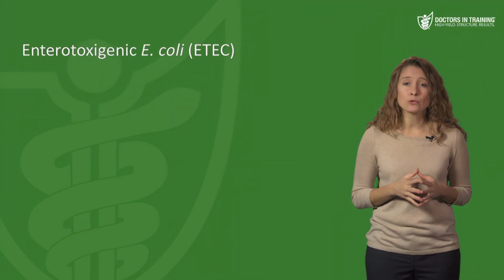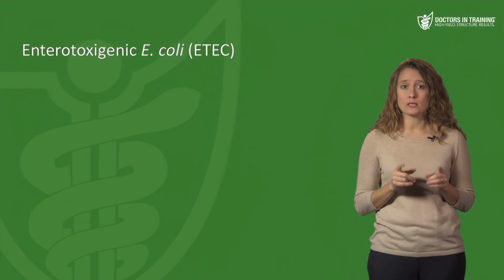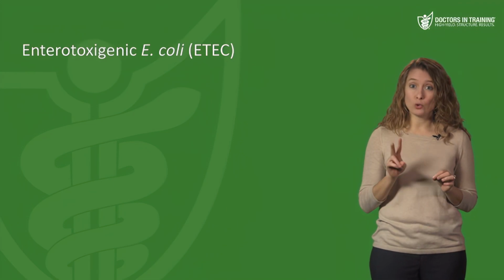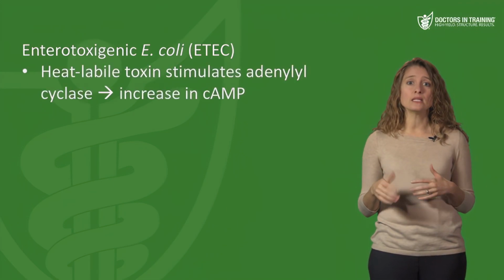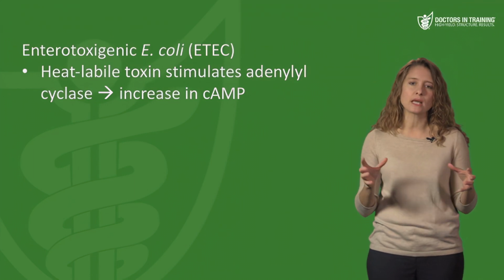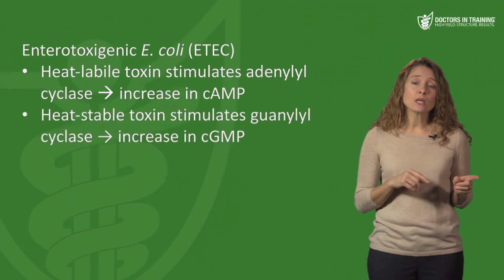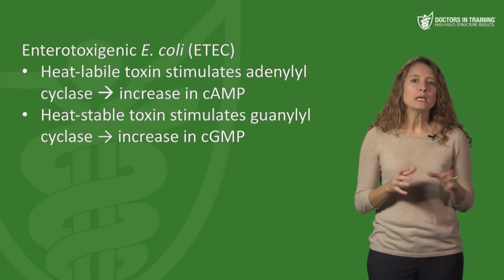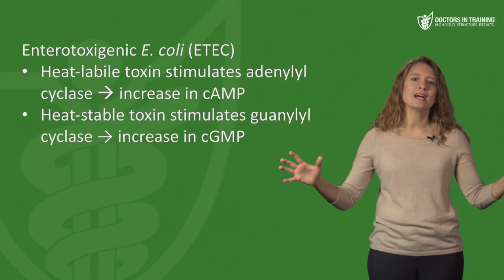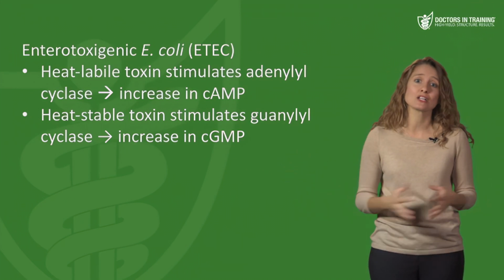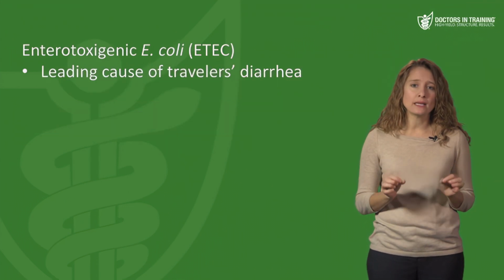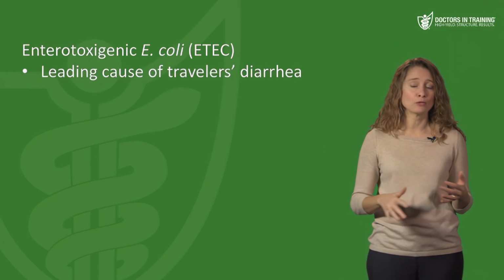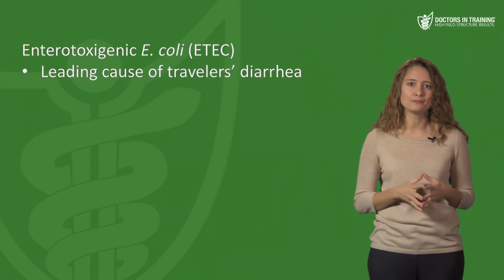The other type of toxin-producing E. coli I want to discuss is enterotoxigenic E. coli, or ETEC. This type of E. coli can produce one of two toxins. The heat labile toxin stimulates adenylyl cyclase, causing an increase in cyclic AMP. The heat stable toxin stimulates guanylyl cyclase, increasing cyclic GMP. Either way, you get watery diarrhea that's similar in character to cholera, actually. Enterotoxigenic E. coli is the leading cause of traveler's diarrhea, also known by a variety of titles such as Montezuma's Revenge, Delhi Belly, among others.